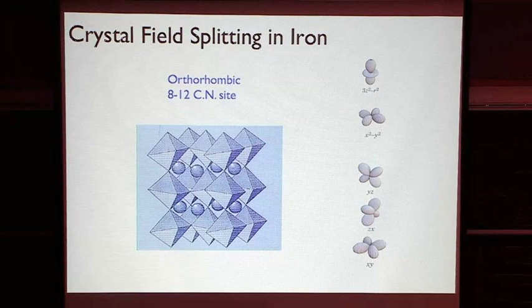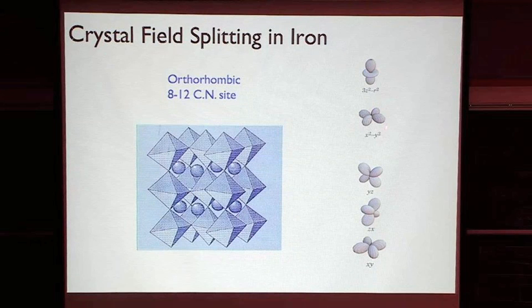So we have the perovskite, which has an orthorhombic structure, is lower symmetry, it's not cubic. It occupies a site that's 8 to 12 coordination, so this site is distorted. It's hard to tell because not every oxygen has the same distance to iron, so we can count depending on how you look at it. In this case, this energy will further split because of this asymmetry and anisotropy. You would split into 5 different levels. So these are the crystal field splittings in iron when it is in a crystal and occupying different sites.